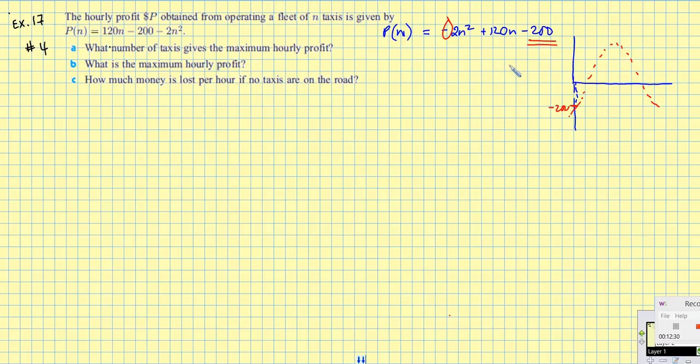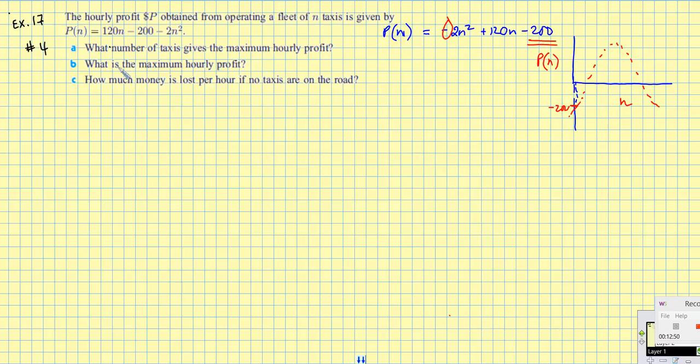And I know that the profit is a function of the number of cabs. So that means that along the y I have my profit, and along the x I have my number of cabs. So my independent variable is the number of cabs, and the dependent variable is the amount of money that I'm going to be making from the cabs, or the number of cabs that are called, or taxis.